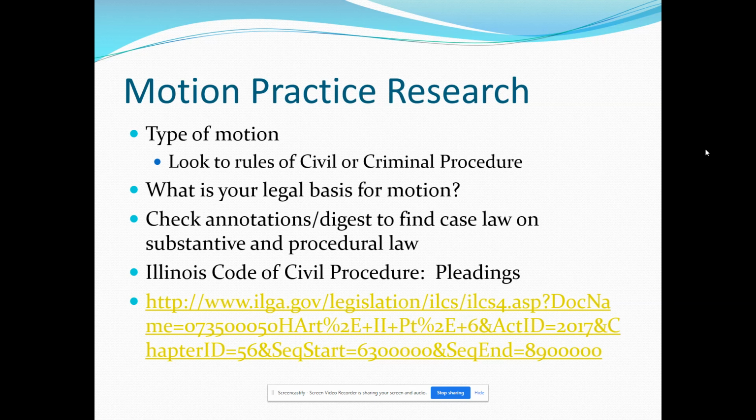If you're looking through statutes, check your annotations, or if you're looking for cases, check your digests to find cases both on the substantive and the procedural law.